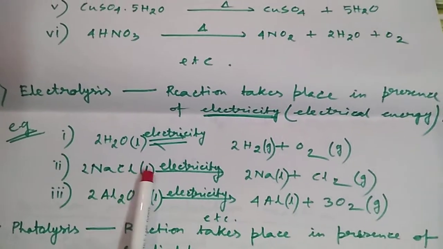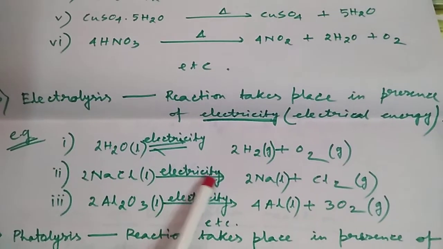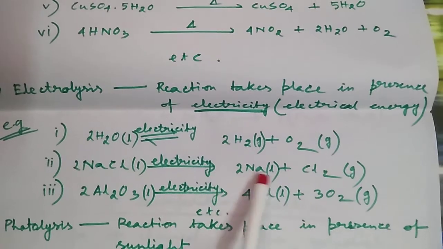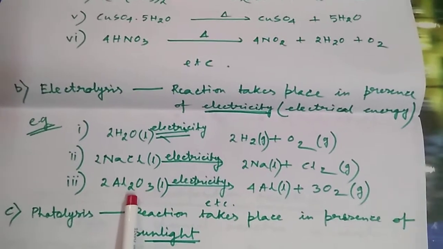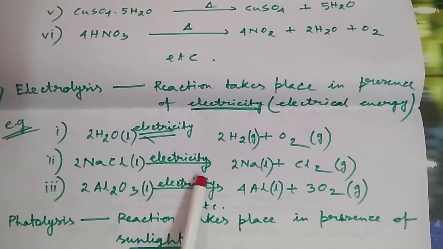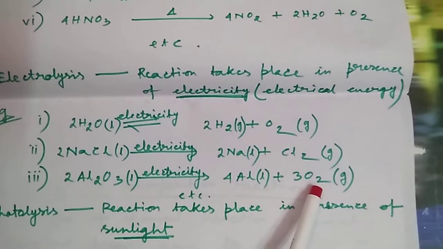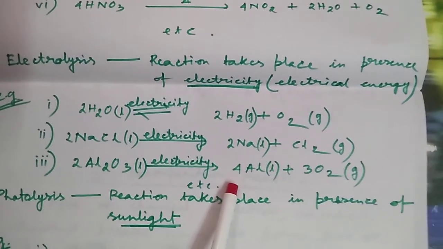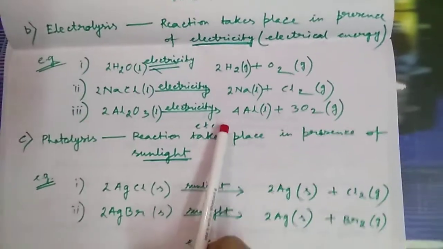Second example, molten sodium chloride, that is common salt, decomposes in presence of electricity to form sodium metal and chlorine gas. Molten aluminium oxide decomposes in presence of electricity to form aluminium metal and oxygen gas. In this case also you may get other examples. You can consider those examples also.